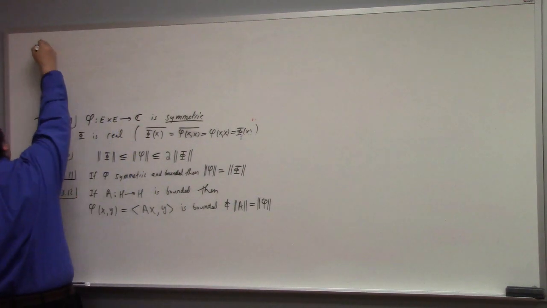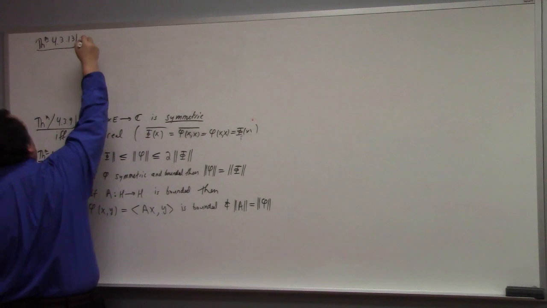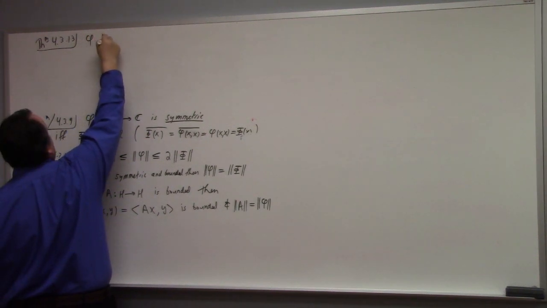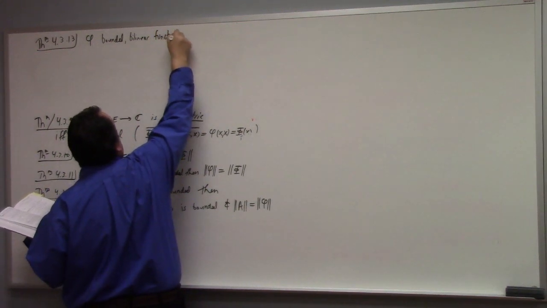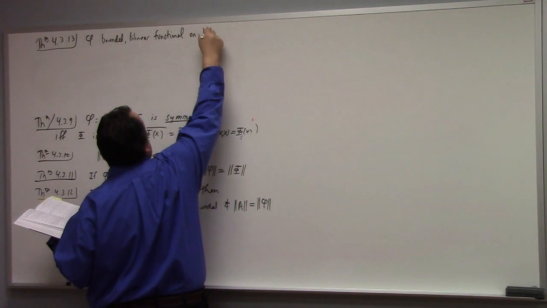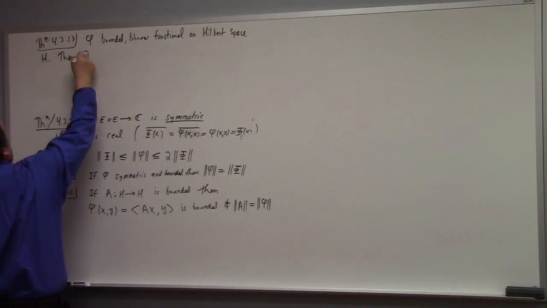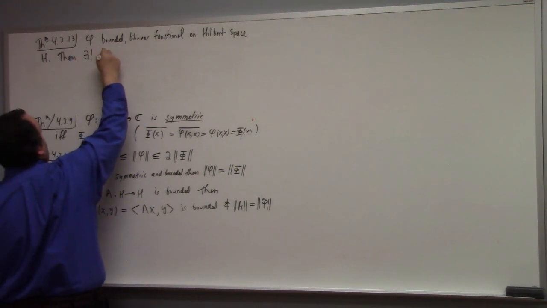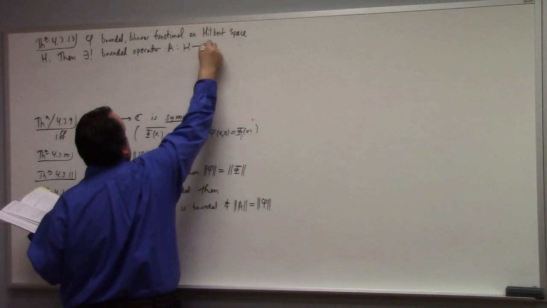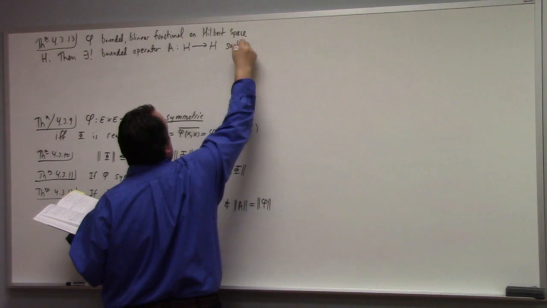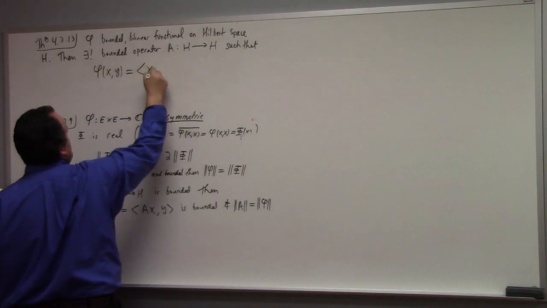So here's theorem 4.3.13. It says that if you've got phi, a bounded bilinear functional on Hilbert space H, then there exists a unique bounded operator A such that phi of x,y is equal to x with Ay.